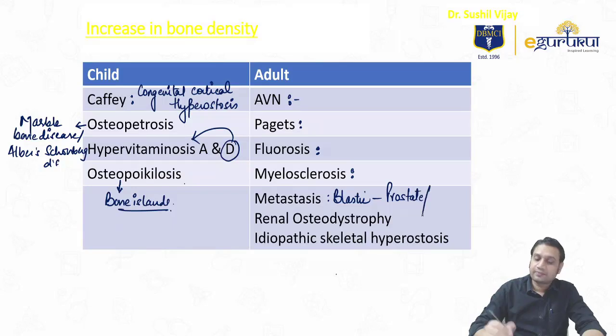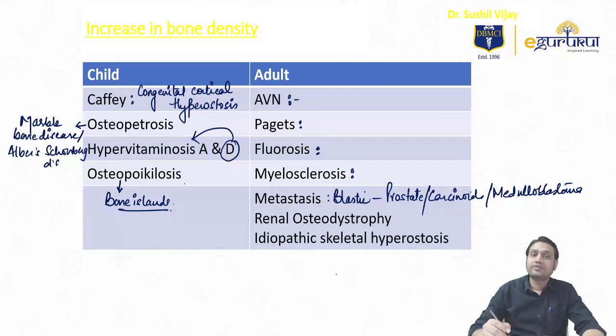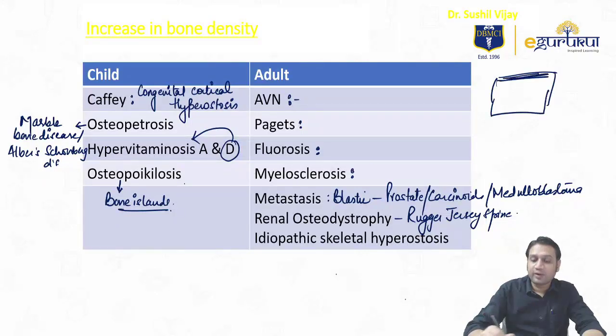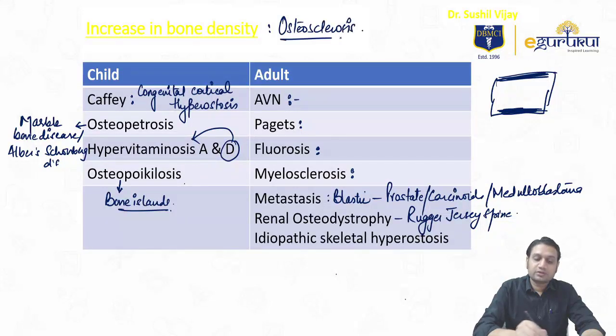Purely blastic metastasis are seen in which conditions? Prostate malignancies, carcinoids, and third, medulloblastomas. So all the purely blastic tumors. Renal osteodystrophy produces what kind of picture? This is what you call Rugger Jersey spine. What is that Rugger Jersey spine? When you see the vertebra, it will be white here and white here. Central part will be black. And then idiopathic, when you don't have a reason but you find this increase in sclerosis. So these are the causes of increase in bone density, that means osteosclerosis.